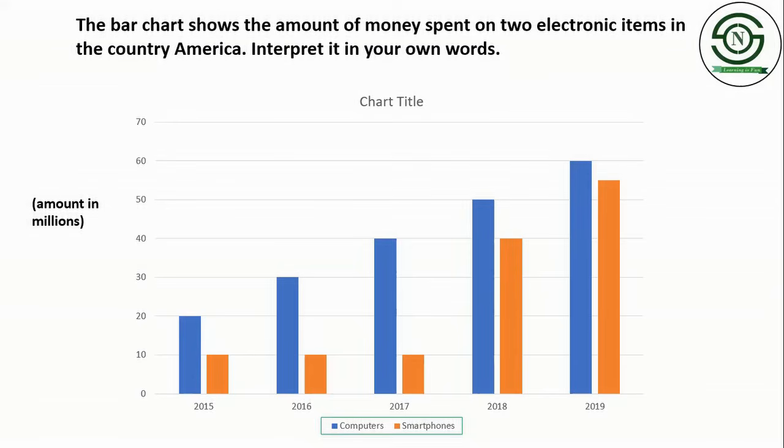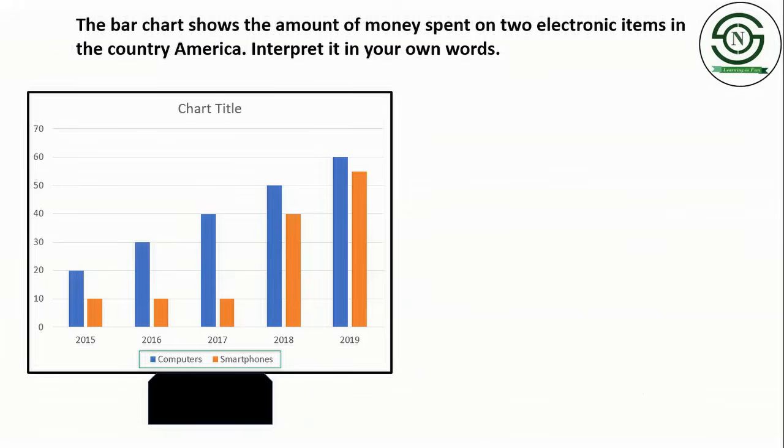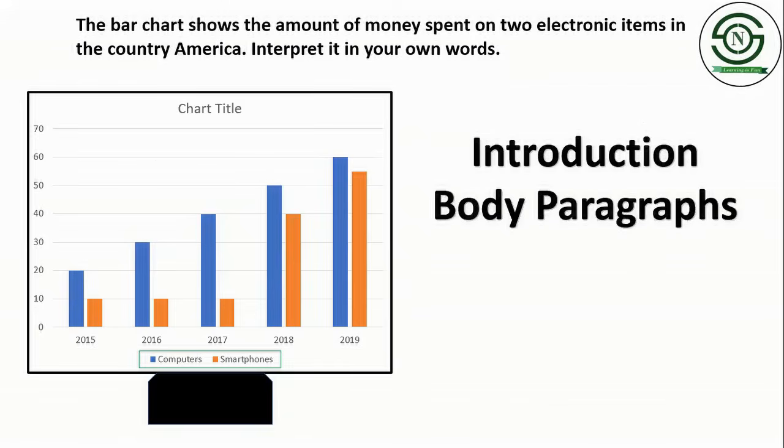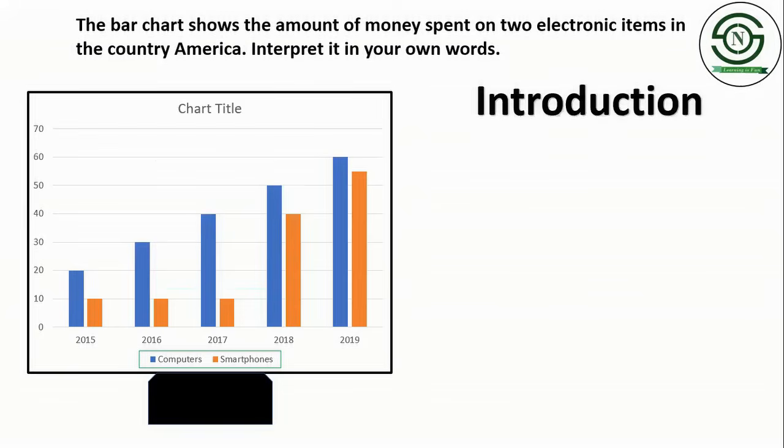Now let's begin with what are the basic components in a bar graph. So the basic components in a bar graph are three. Your writing must include introduction, body paragraphs, and conclusion. Now the question is how to write introduction, body paragraphs, and conclusion. Let's begin with introduction.